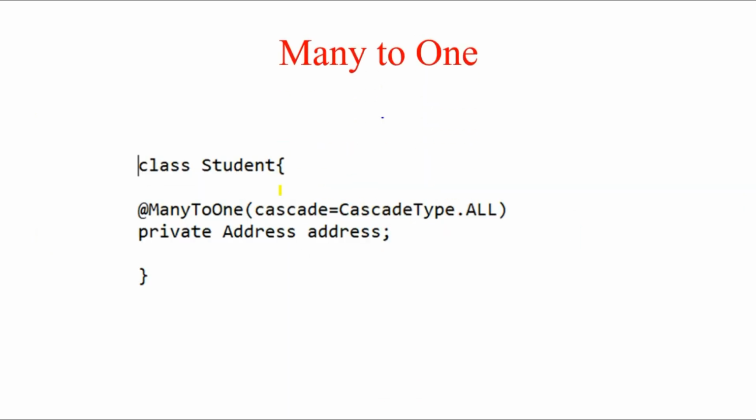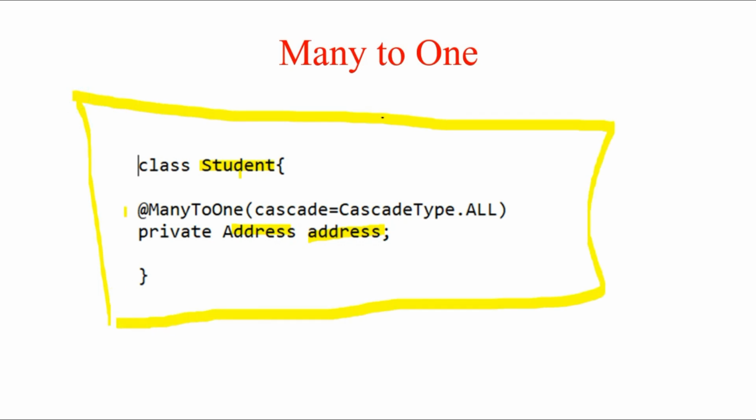Now what about many-to-one mapping? I have a student and an address. In the example I've just told you, many students stay at one address, maybe a hostel type of thing. That is a situation where you can denote it programmatically with @ManyToOne and the cascade type all annotation.